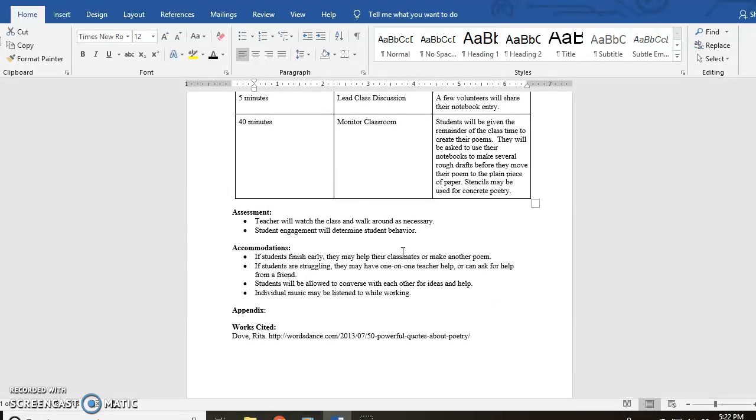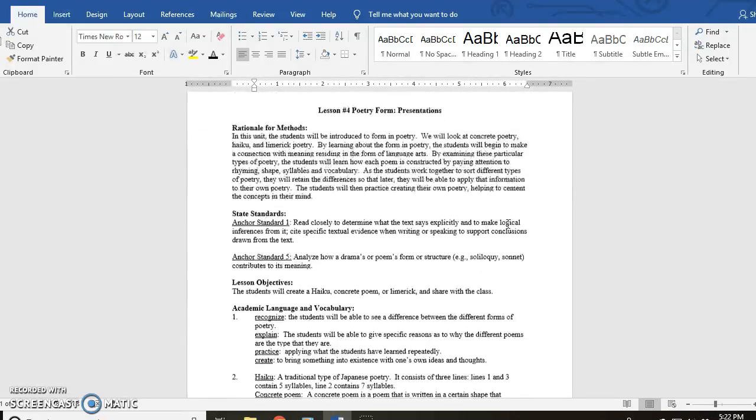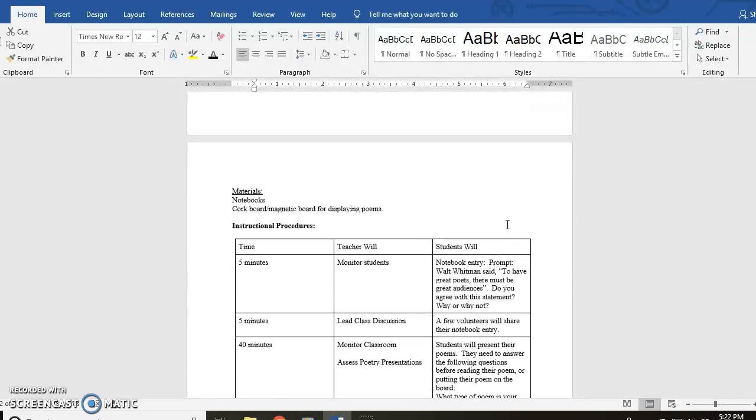So they would have a final poem. They could either present it or they could just display it if they didn't feel comfortable presenting it. So the next day, they would write in their notebook entry again.